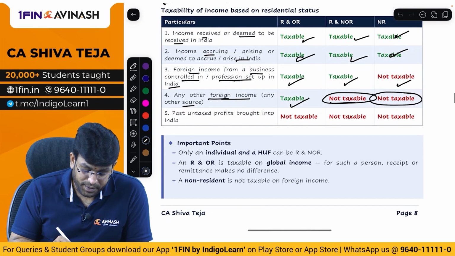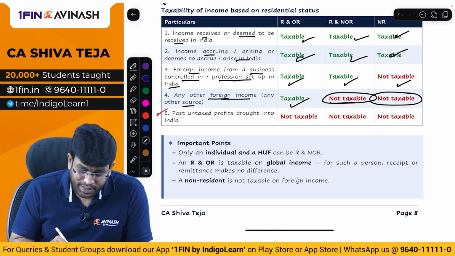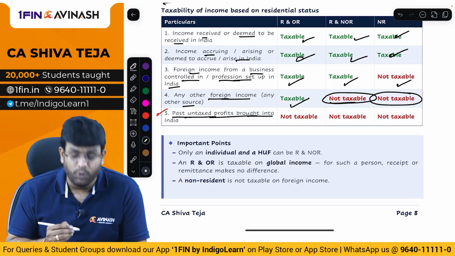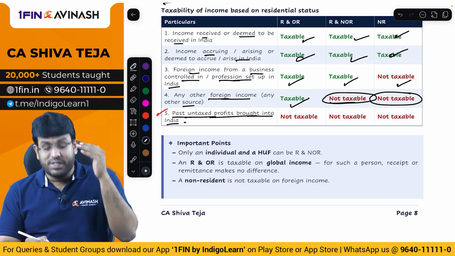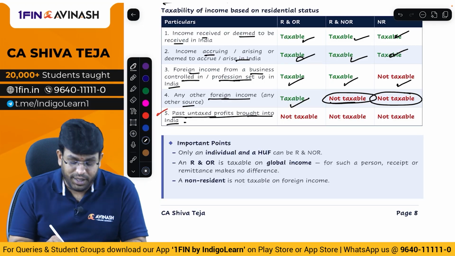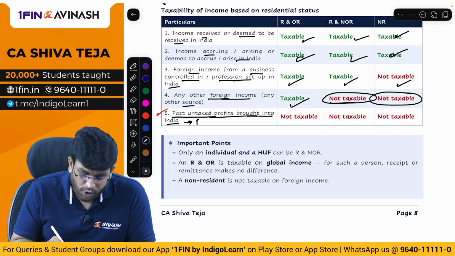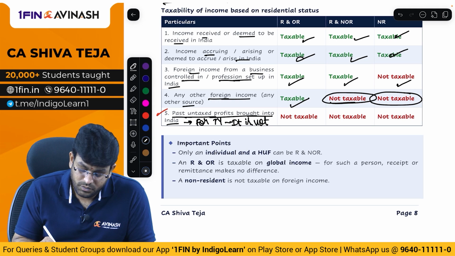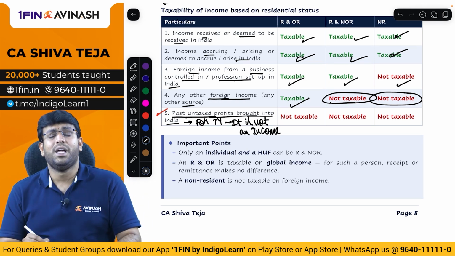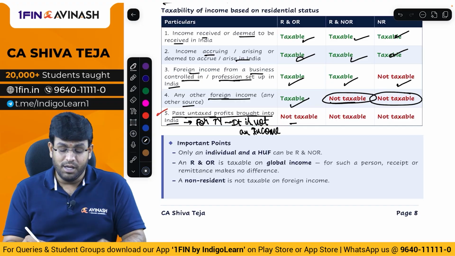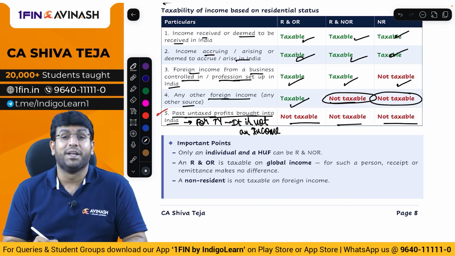Finally, last point, past untaxed profit brought to India. Past means what? Some old money, old income which is now brought to India. So for the current tax year, it is not an income because it is some past untaxed profit which is brought to India now. It's some old money, old balance. So we will not tax it for anybody.